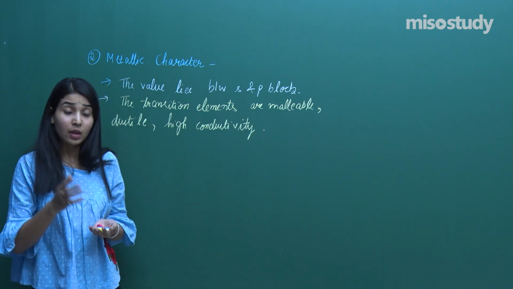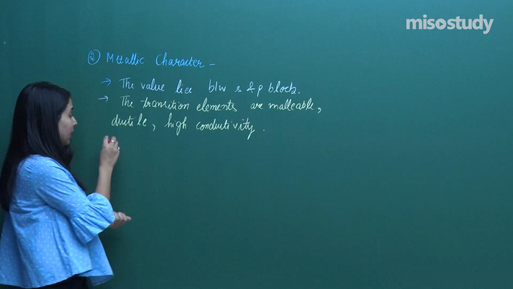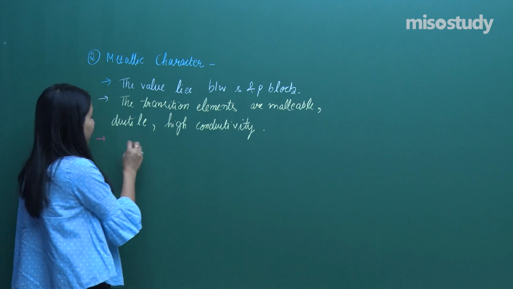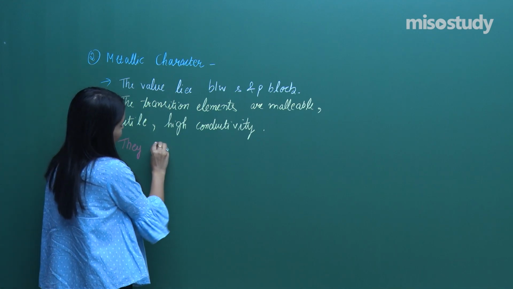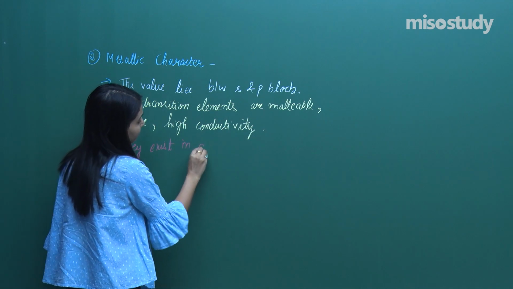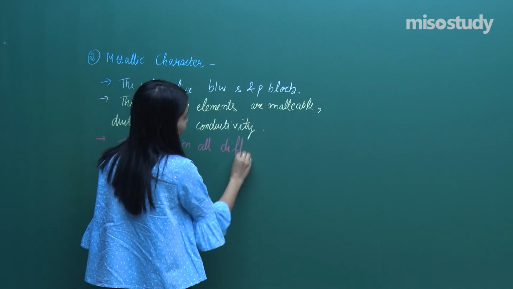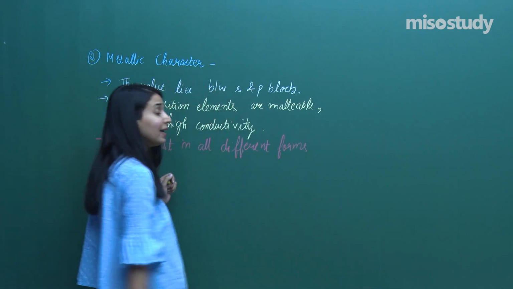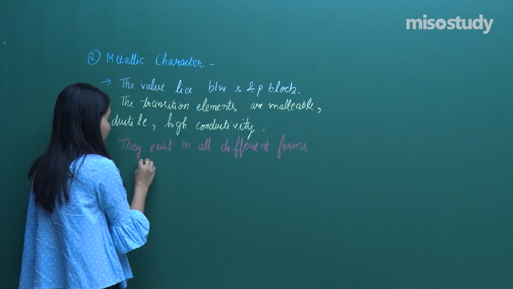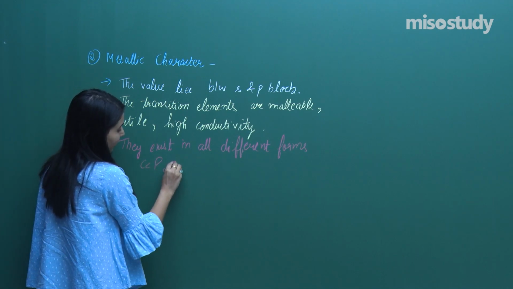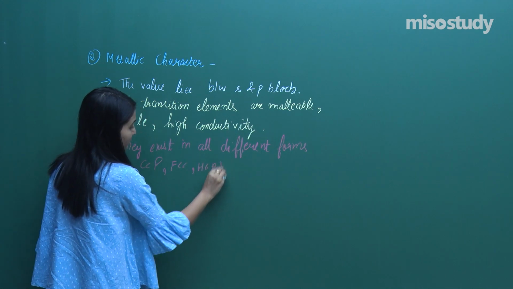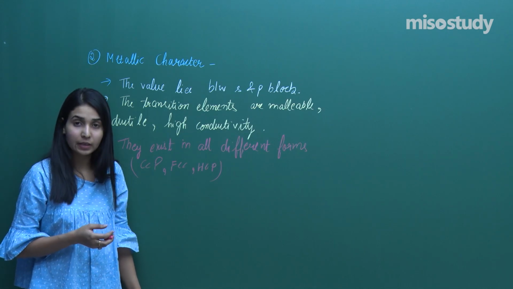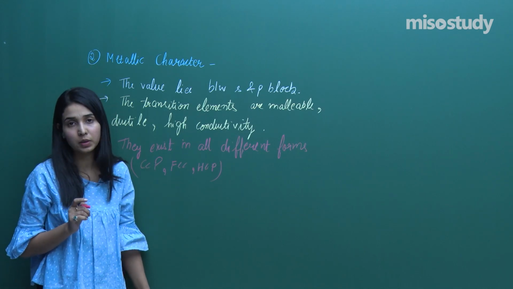That's what is happening. Then talking about the next thing, I said that they have the ability to exist in different solid states, right? So I can say they exist in all the different forms. And the different forms, as in my CCP, FCC, HCP, be it anything, totally depending upon the availability of your atom, the different types of forms could even be given, right?